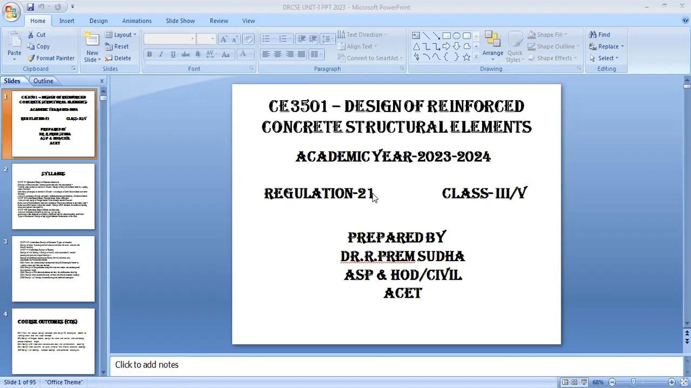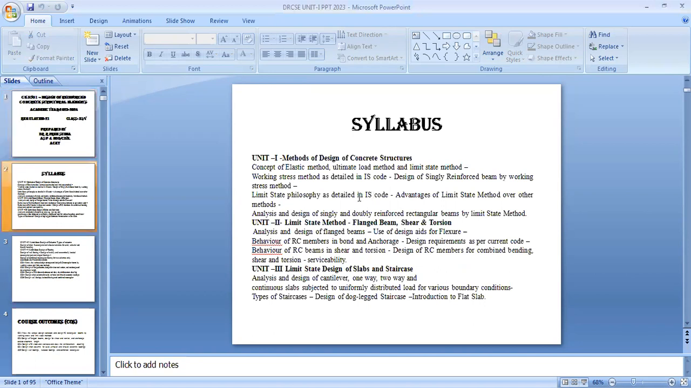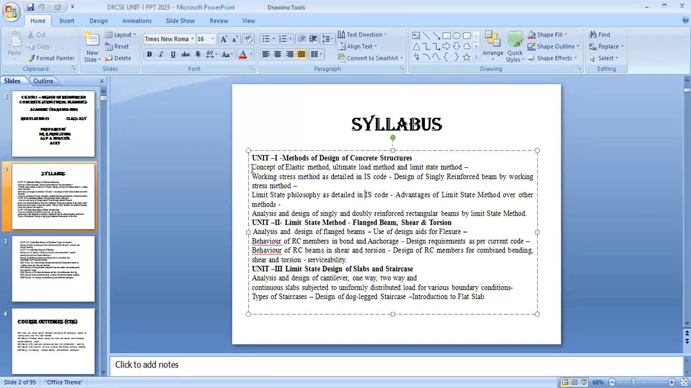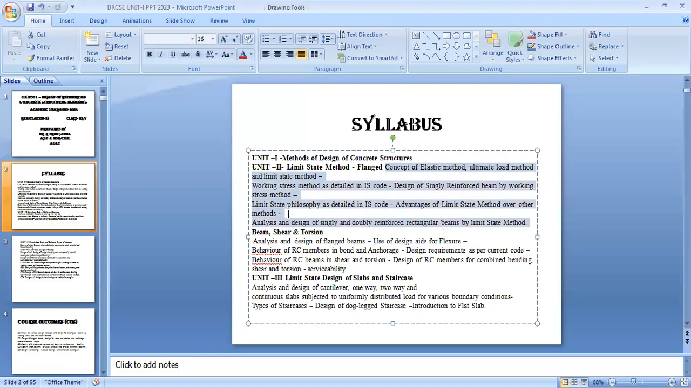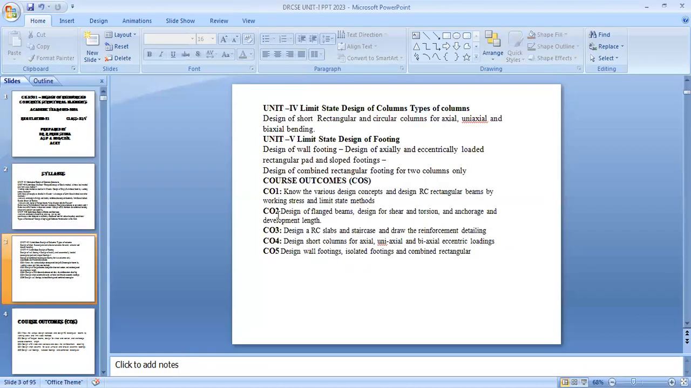Okay. So, this is the syllabus. Again, you can see the syllabus. The syllabus is to design all the structural elements used in building. Now, if you learn this subject, what is the course outcome? Here you can see the course outcomes. There are five course outcomes, that means each unit has its own course outcome.